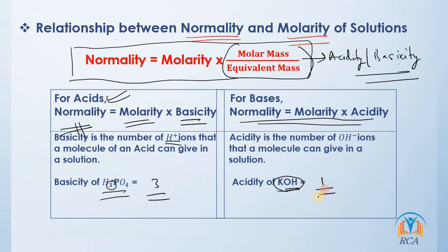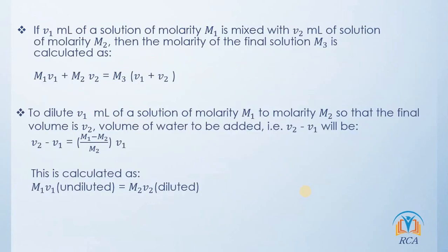Do we understand this particular key point? The normality and the molarity relation, that normality is always equal to what? Molarity into molecular mass upon equivalent mass. For acids, normality will be molarity into basicity, and for bases normality will be molarity into acidity. Do we all understand this particular point? Great. So these were the important key points that you need to keep in mind to solve a numerical or a question. Okay, all good with this? Great. Let's move on to the next key point then.